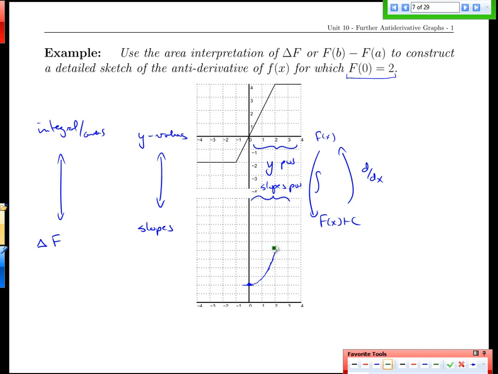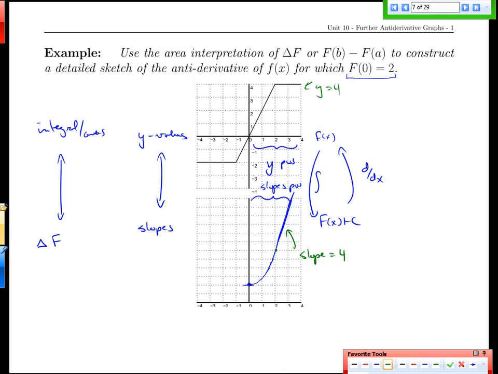At that point, the slopes stay at 4. The y values in this graph stay at 4. The slopes on this graph stay at 4. So we actually have a straight line for this interval here, for x equals 2 to 4. Y equals 4. Slope equals 4.